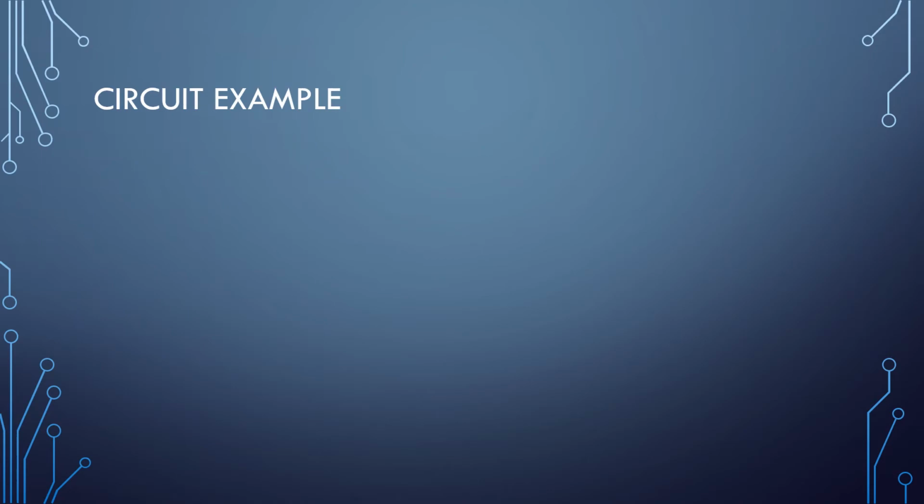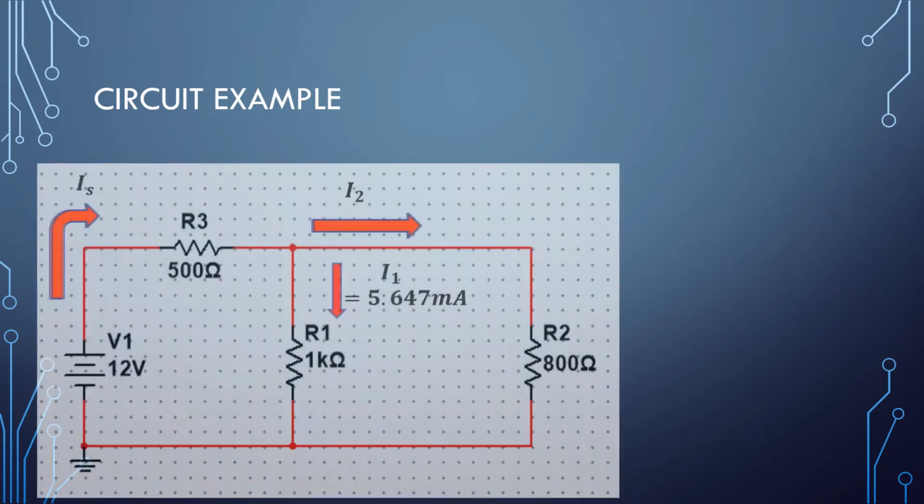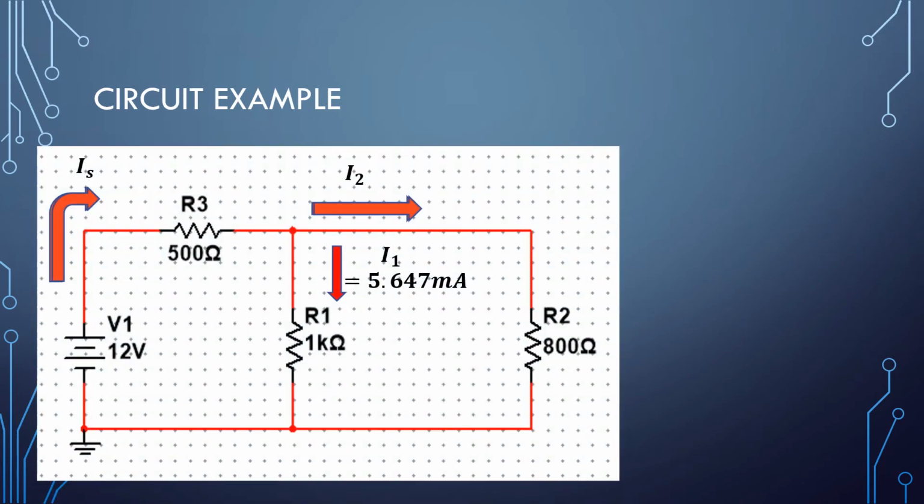Now we're going to see how KCL works in a circuit. In this example, we have to find the source current and I2, with I1 being provided to us. First, we need to find the total resistance. This can be done easily by combining R1 and R2 and adding it to the value of R3. That gives us a value of 944.44 ohms.